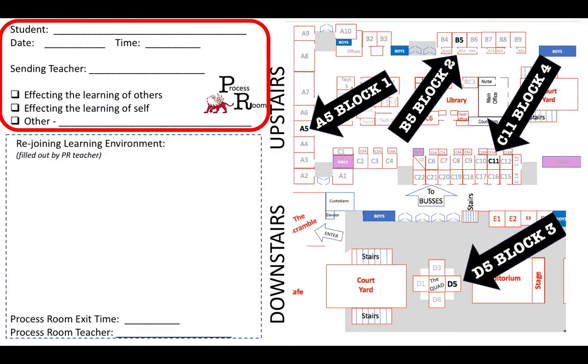This is an example of the process room pass. You will fill out the area inside the red box. Notice that the reasons are general, affecting the learning of self or others. You may choose to provide a few words on the line marked Other if you feel the process room teachers need specific information about the reason you're sending the student. Be mindful, however, that the student will read this message, so make your comments general. You are encouraged to complete an educator handbook entry as a minor, not a major referral, to document the specifics about the situation.